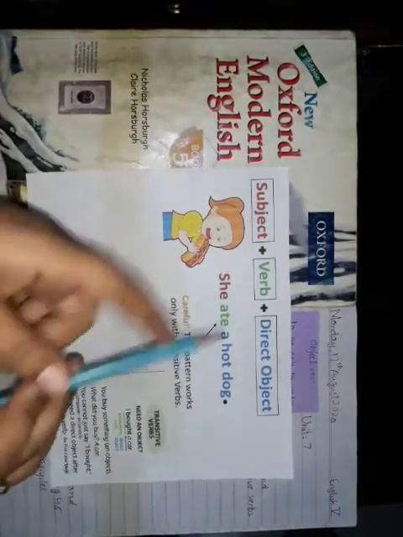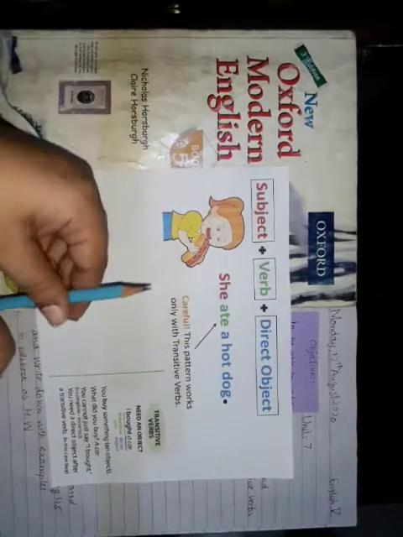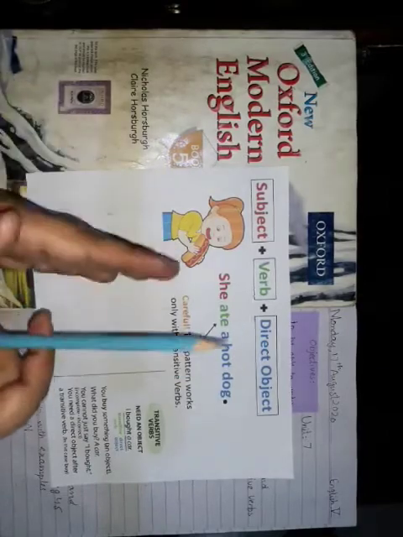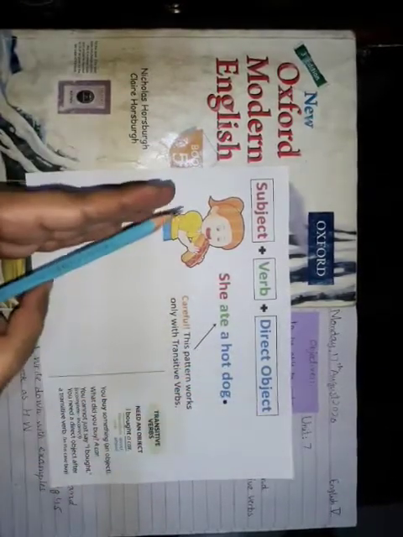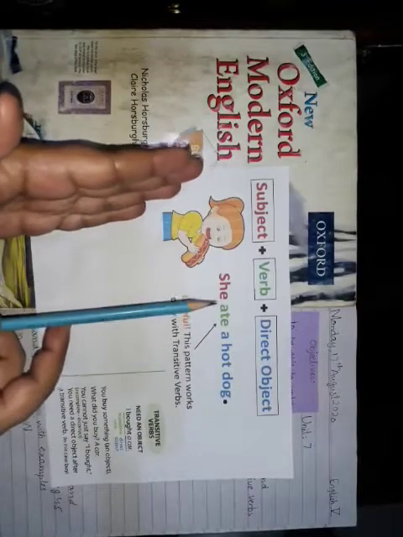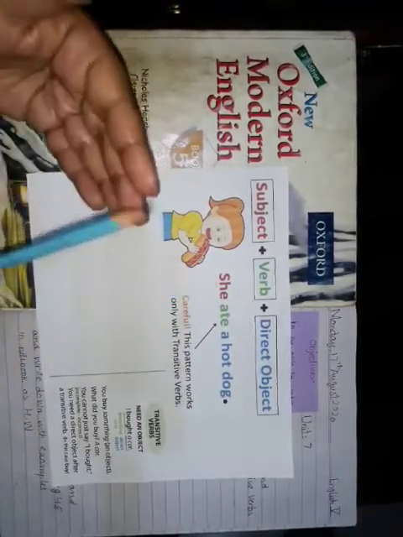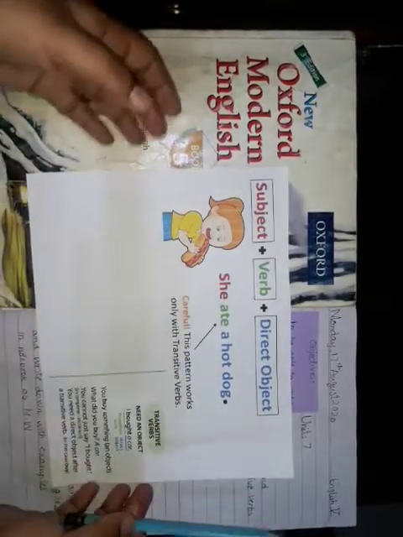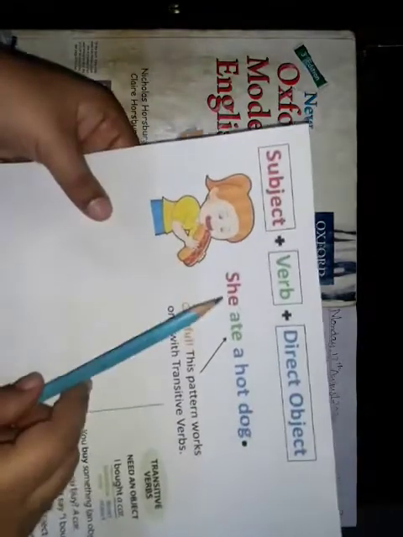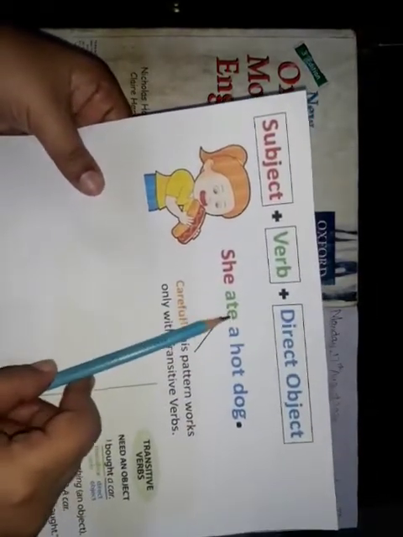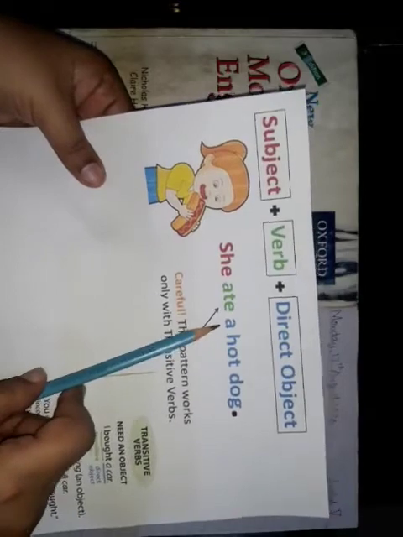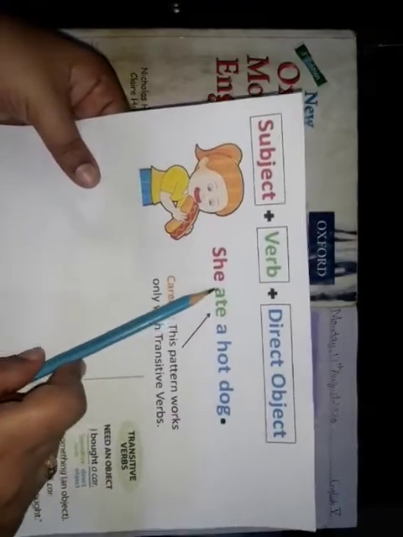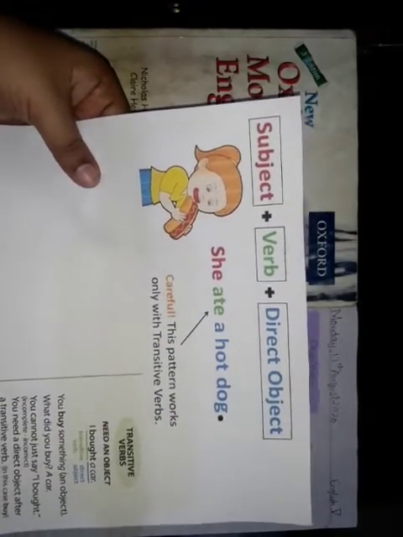So transitive verb वो वर्ब है जिसके पास ऑब्जेक्ट है, and intransitive verb वो वर्ब है जिसके पास ऑब्जेक्ट नहीं है. Transitive, we add a prefix in before transitive, so it makes it negative, right? Transitive वो जिसके पास object है, and intransitive वो verb है जिसके पास object नहीं है, right? So you see, she ate a hot dog. Ate is the verb, and this verb has an object, that is hot dog. So we can say that ate is transitive verb, right?